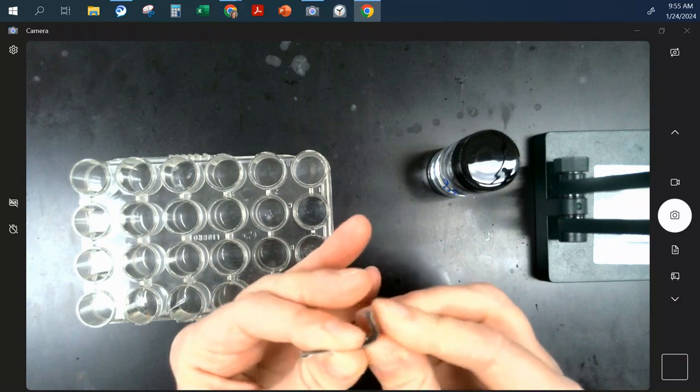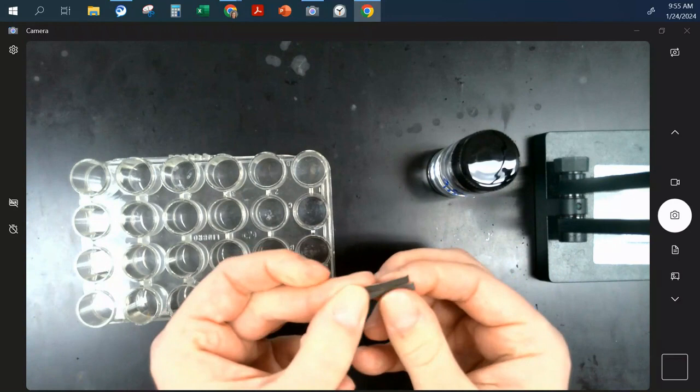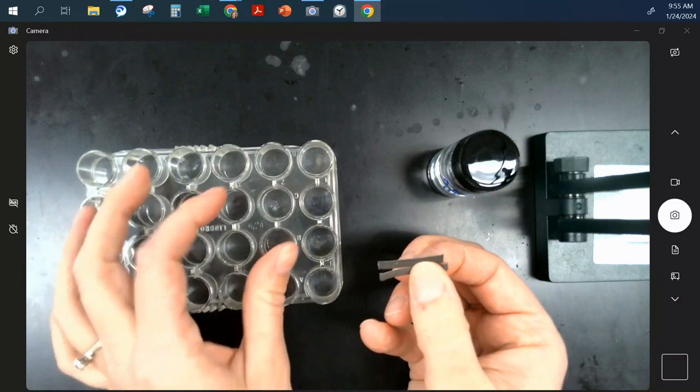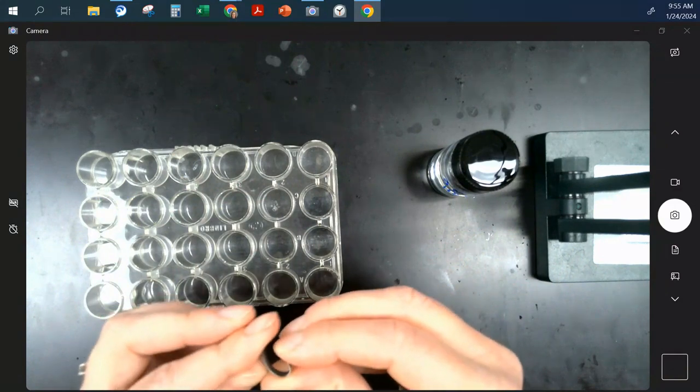I don't want to test concentration and particle size at the same time. So I'm going to, as best as I can, get similar size pieces. This one, I'm going to test the whole piece. I'm just going to bend it so it fits. Okay.